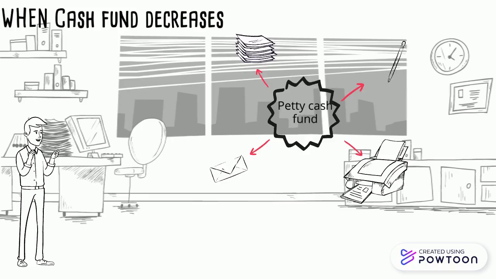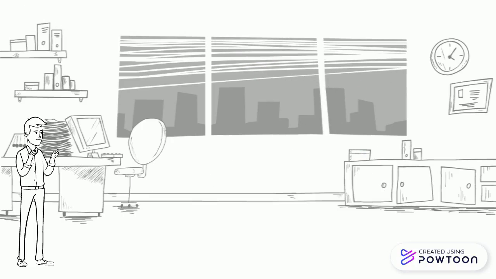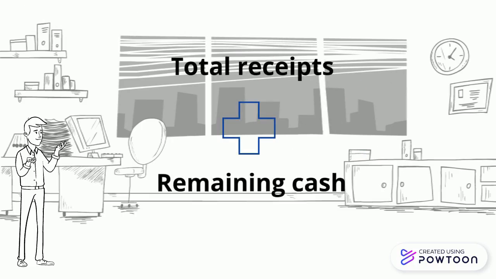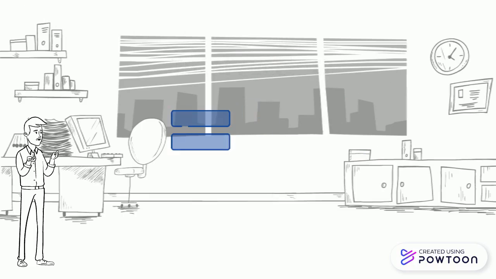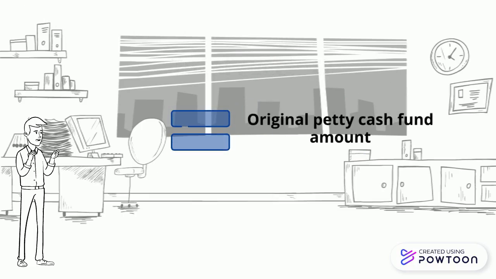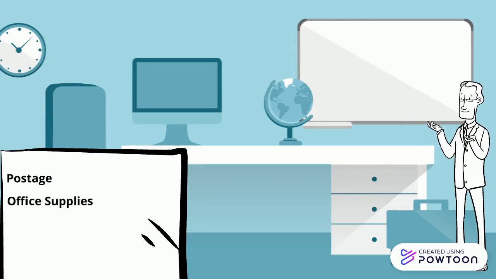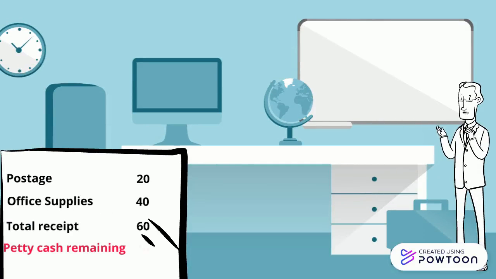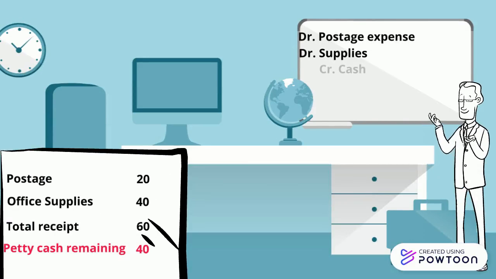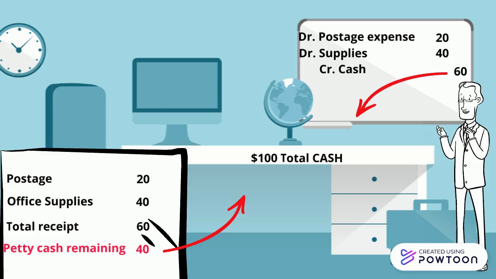This process is done when the custodian reconciles the petty cash fund by adding the total receipts and the remaining cash in the fund. If no errors were made, it should equal the original petty cash fund amount. This is then entered into the journal entry. In the journal entry, each expense is recorded as a debit and cash is recorded as a credit. A check is then written to replenish the funds back to the original petty cash fund amount.